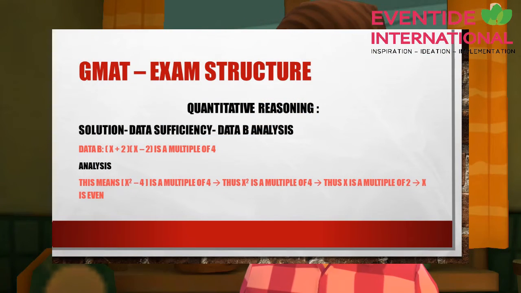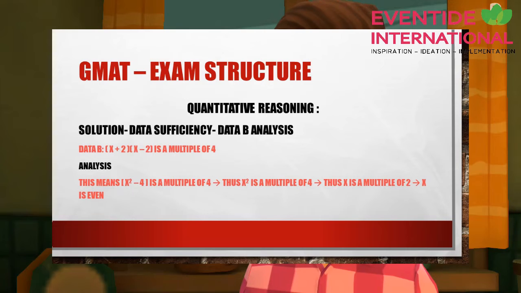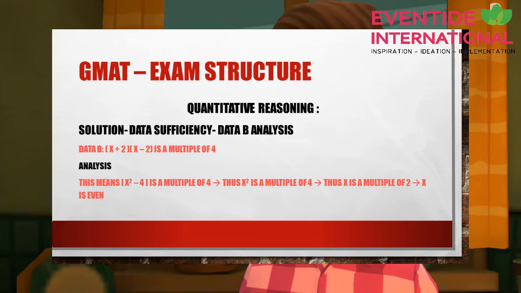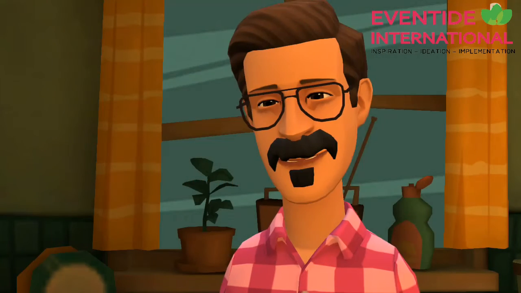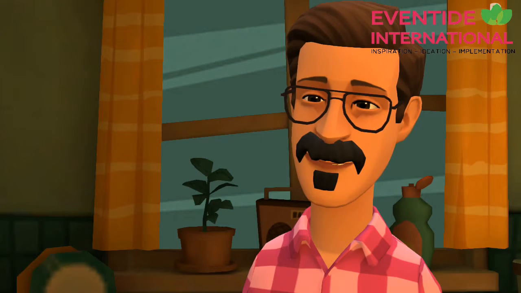It says the product of x plus 2 and x minus 2 is a multiple of 4. This means x squared minus 4 is a multiple of 4. If x squared minus 4 is a multiple of 4, then x squared is also a multiple of 4. This implies that x is a multiple of 2. Hence x is even. However, we don't have any information on y.